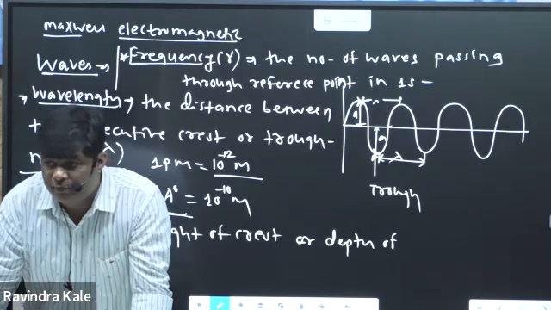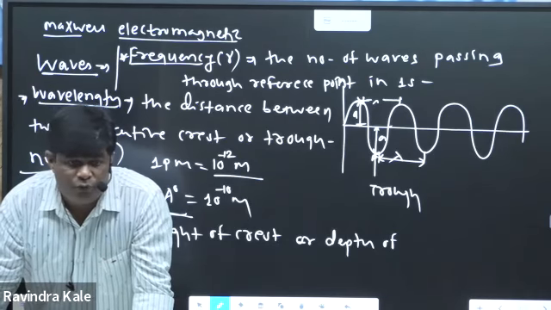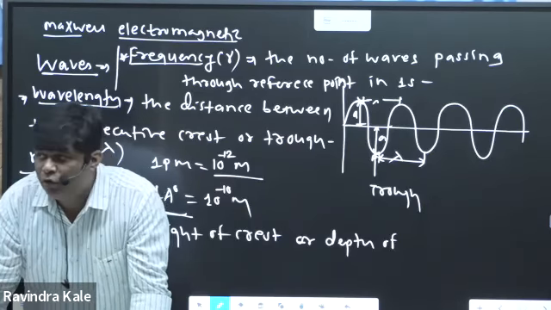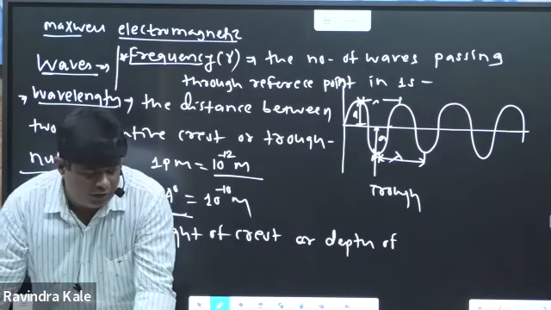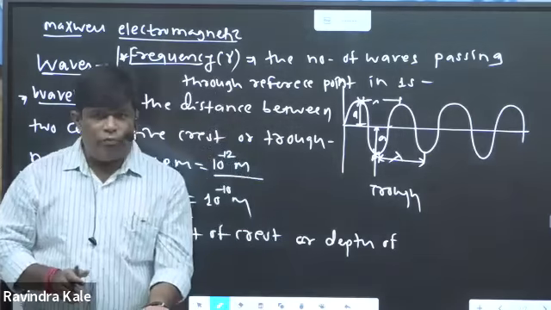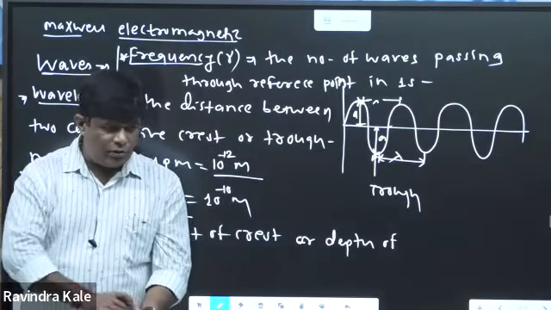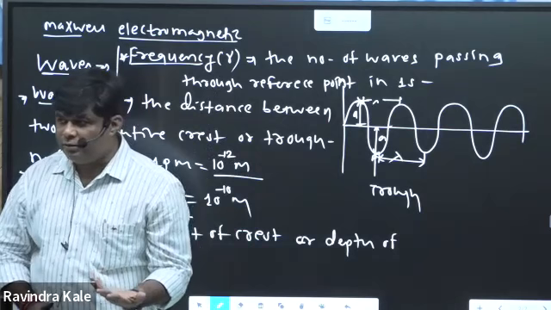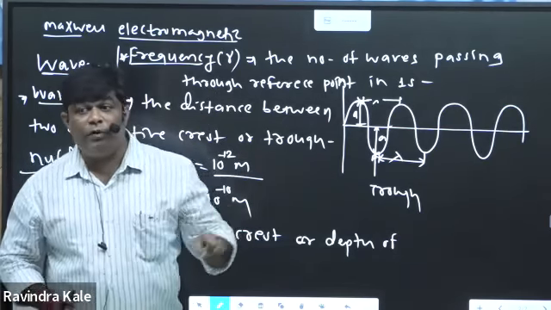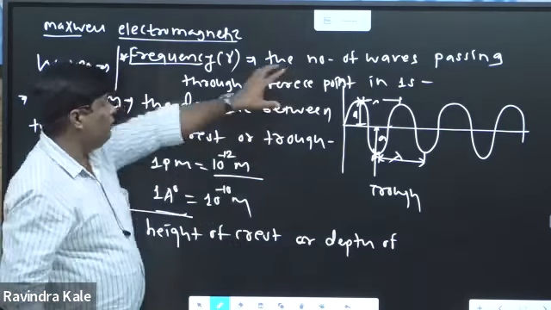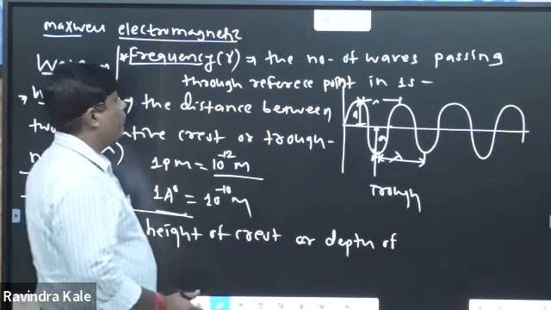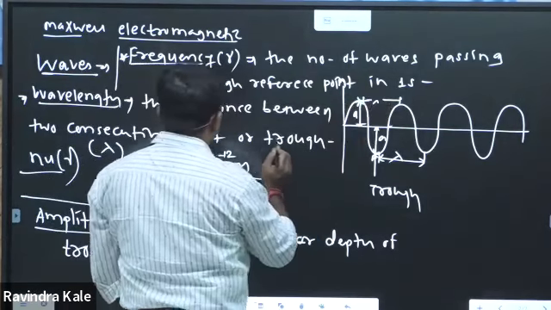What is the meaning of frequency? Frequency म्हणजे काय? The number of waves passing through a reference point in 1 second. बरोबर? Suppose आपण असे स्टेप केली पाहू. Suppose this is the step. आणि मुलांना सांगितलं की जम्प करा इथून स्टेप वरती. प्रत्येकाची फ्रिक्वेन्सी सेम असेल का? नाही. तसं नंबर ऑफ वेव्स passing through a reference point in 1 second is called the frequency.